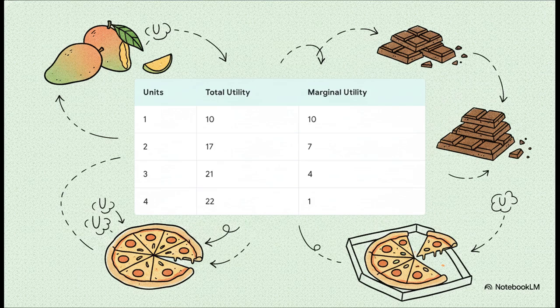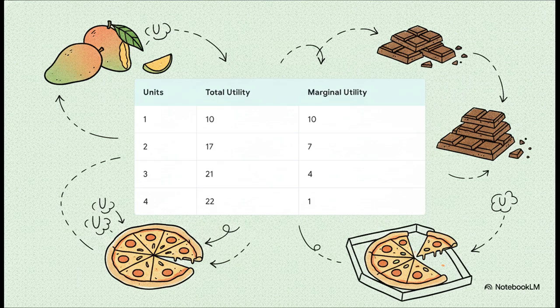Your total utility goes up to 17. By applying our formula 17 minus 10, we see the marginal utility of that second unit was only 7. For the third unit, total utility hits 21. 21 minus 17 means the marginal utility has dropped to 4. And by the fourth unit, you only get 1 extra util of joy.